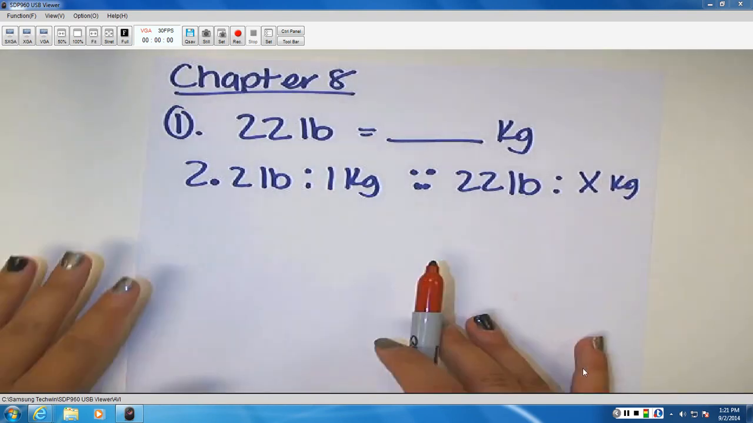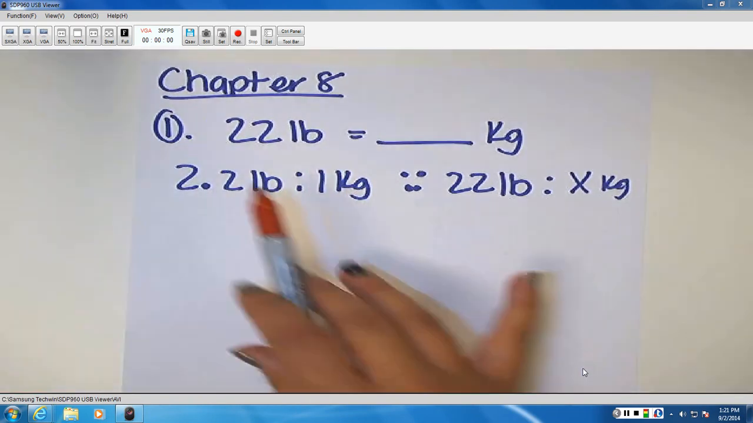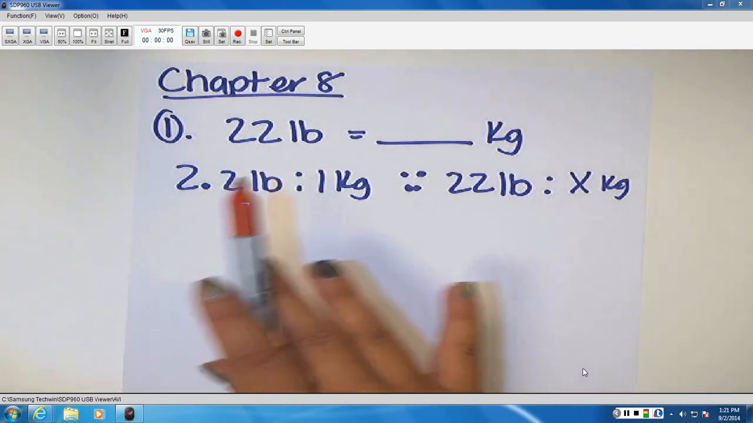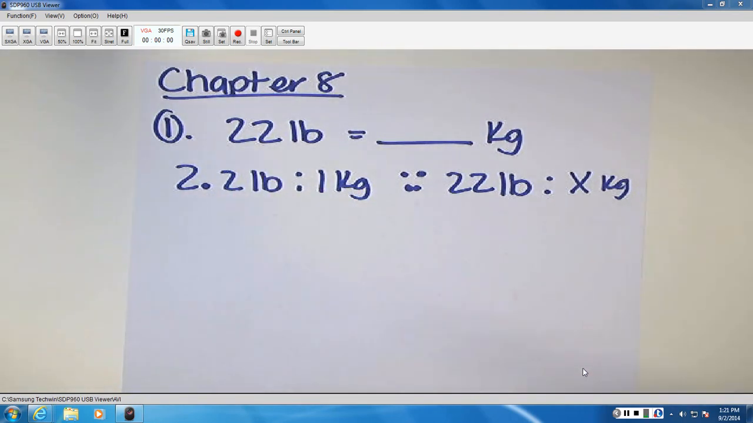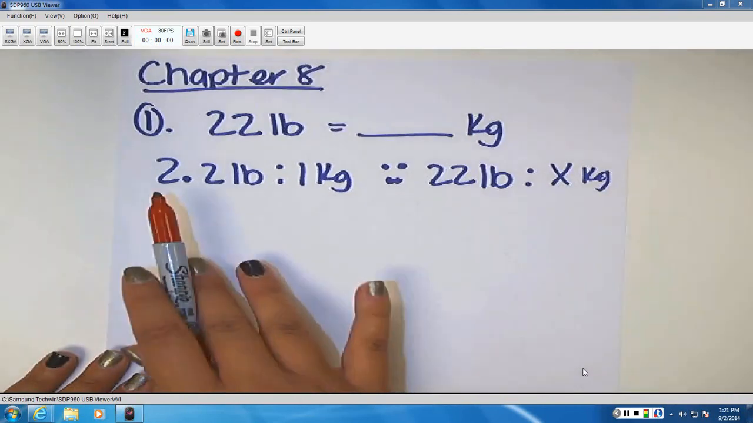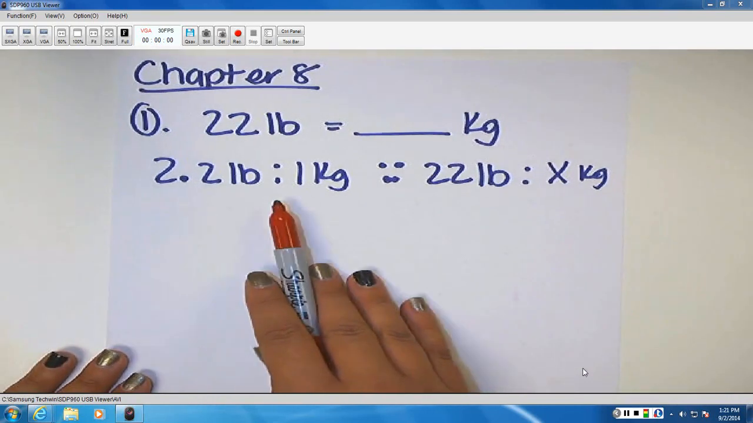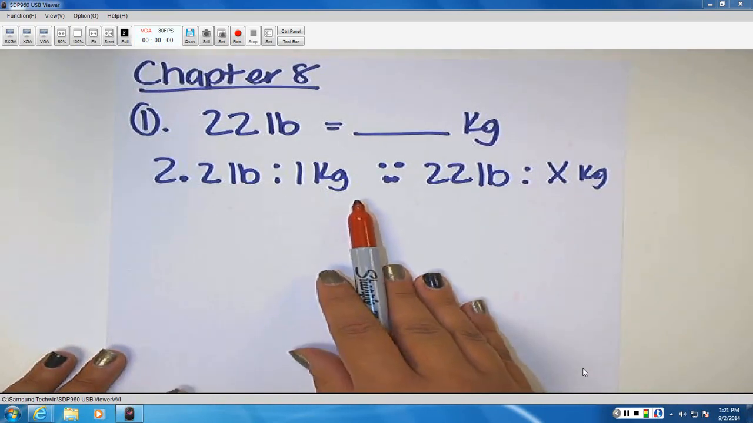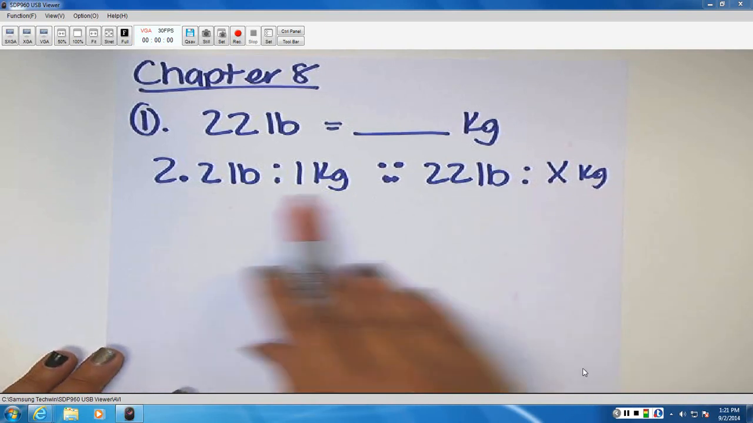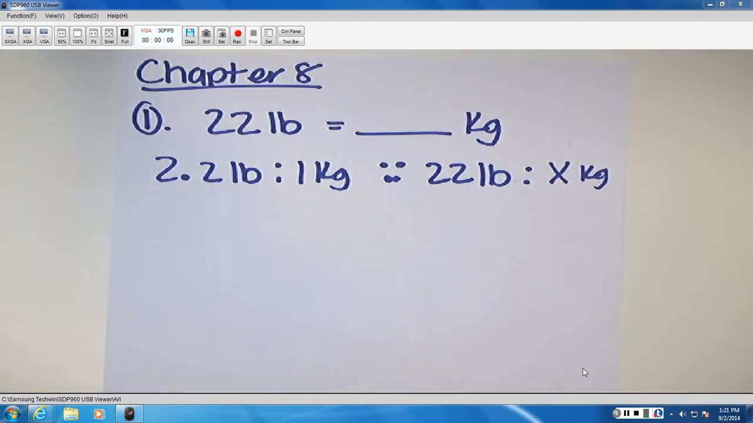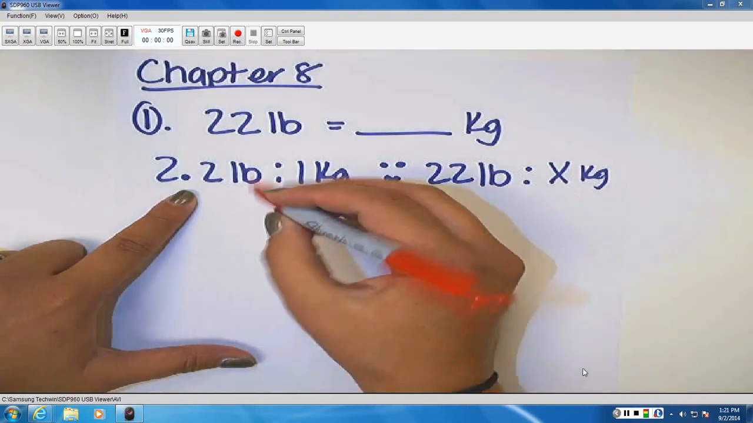And the problem is, what we want to identify is how many kilograms 22 pounds equals. What I know is for every 2.2 pounds, that equals 1 kilogram. What I don't know is how many kilograms 22 pounds equals. So here's how I've set up my equation. I'm going to multiply my outers.